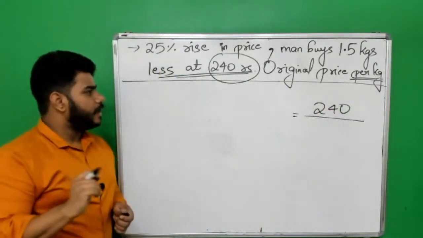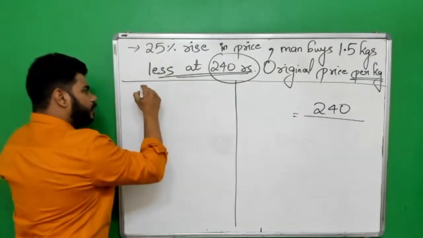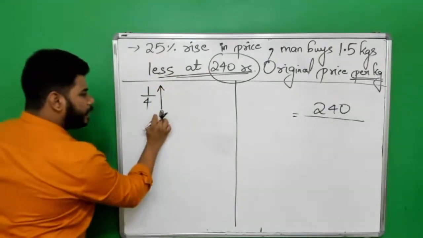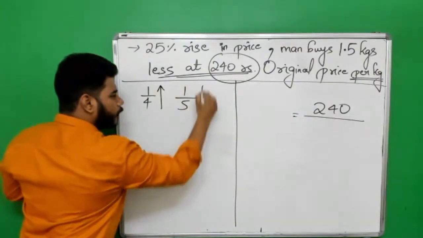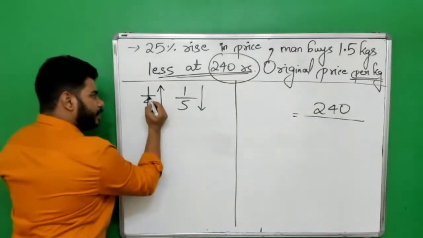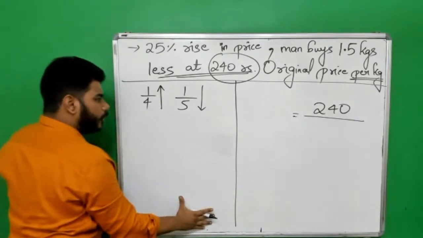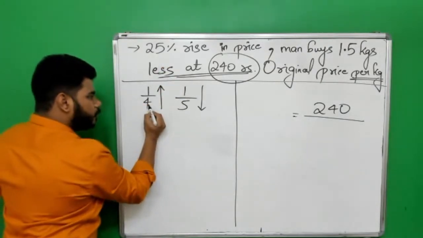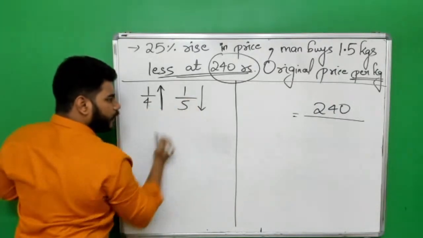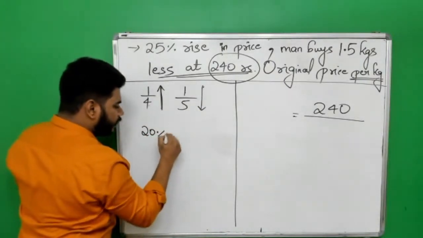Clear, all of you? Now see, I'll apply a technique here. 25% increase. 25% is 25 by 100, which is nothing but 1 by 4 increase. Increase means increase the denominator, so it becomes 1 by 5 less. I'll tell you the technique here. 25% increase, 25% is 1 by 4. Increase means increase the denominator. So 1 by 4 becomes 1 by 5. And 1 by 5 is 100 by 5, which is nothing but a 20% decrease.